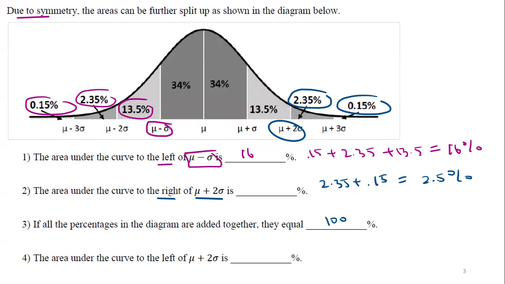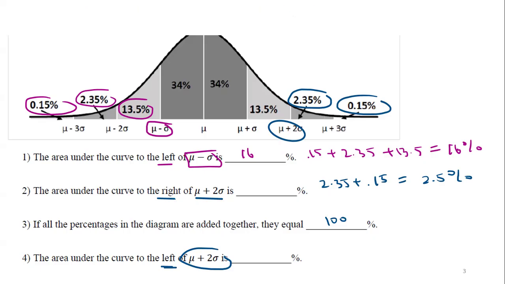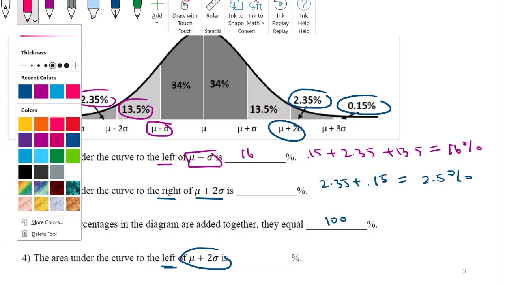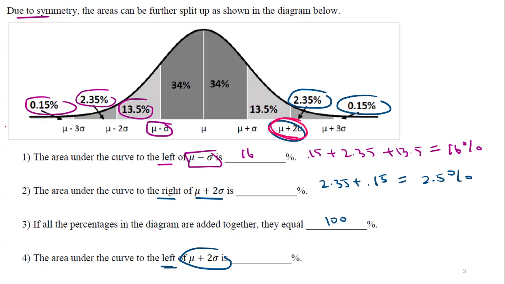And then the last question here says, the area under the curve to the left of mu plus 2 sigma. So again, we looked at the area to the right, but now it wants us to find the area to the left of mu plus 2 sigma. So again, here's mu plus 2 sigma. So it wants everything to the left of that. All of this area here to the left. So that means we would add up all the area to the left.